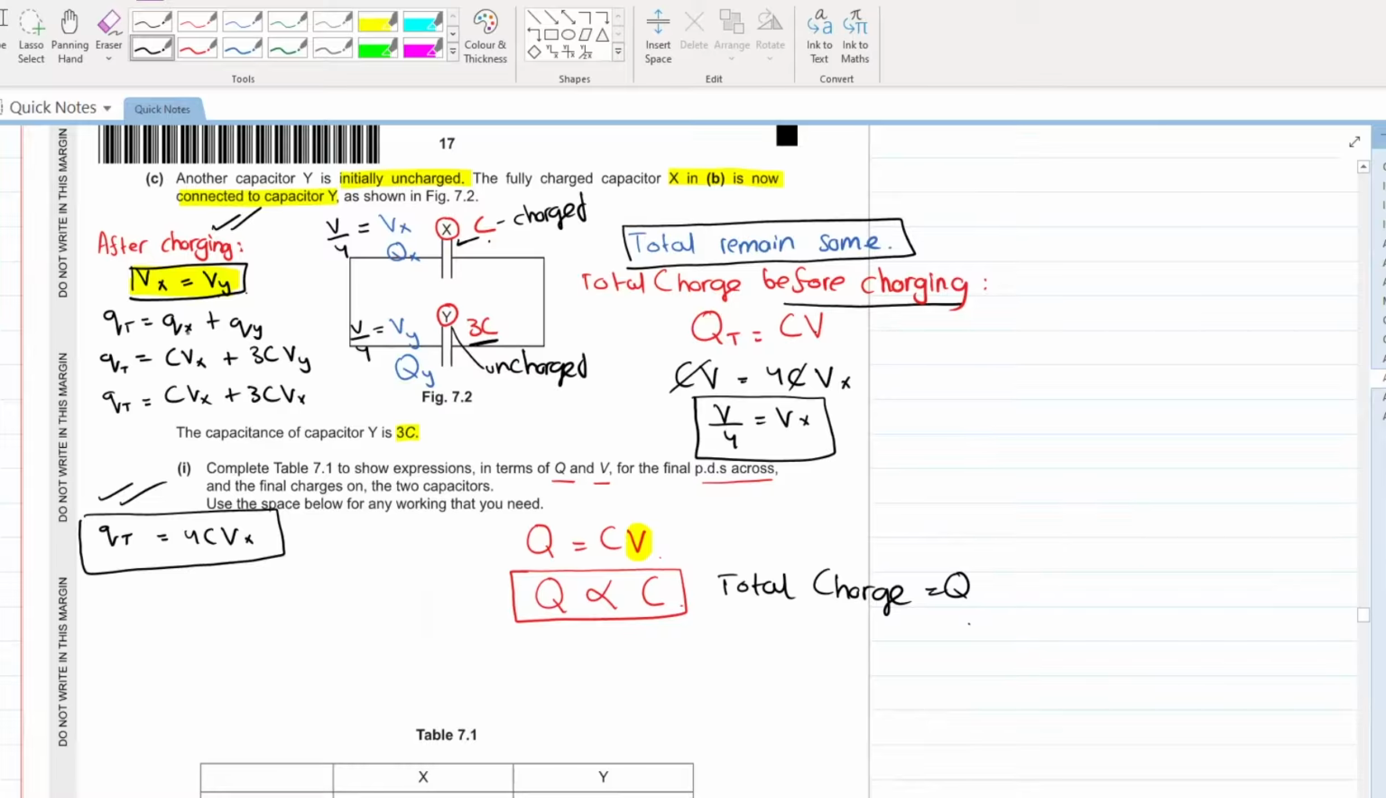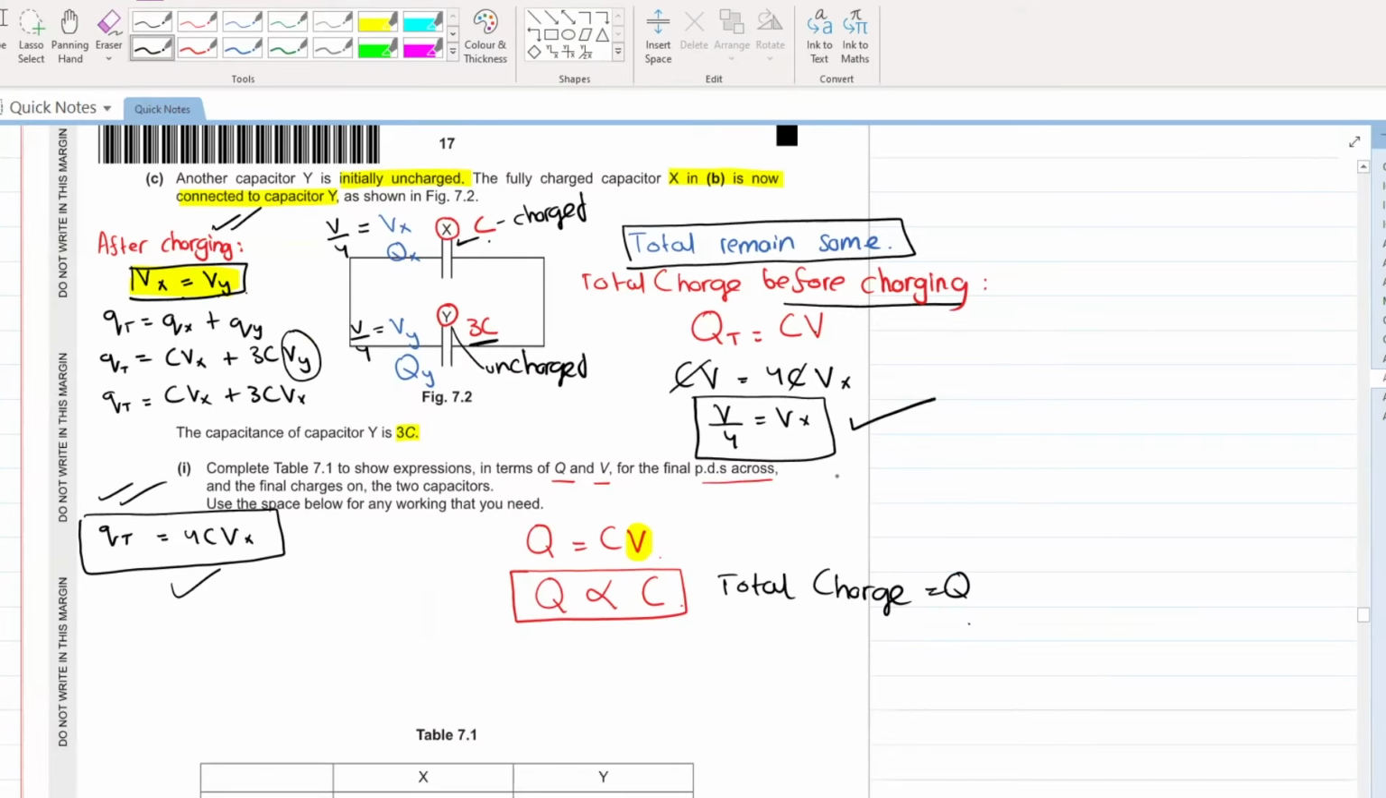The total charge is equal to the charge at X plus the charge at Y. What is the charge at X equal to? Capacitance of X into the voltage at X, plus the total charge at Y, capacitance of Y into the voltage at Y. We know voltage at X will be equal to voltage at Y. Replace this by Vx. Your total charge comes out to be 4CVx. Equate both of them. You get your final voltage as V over 4.